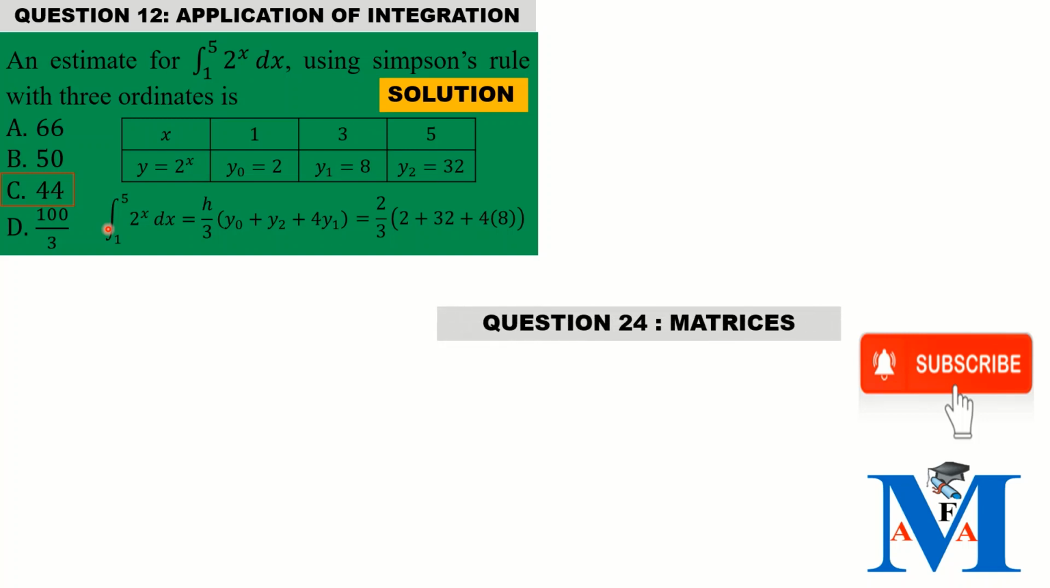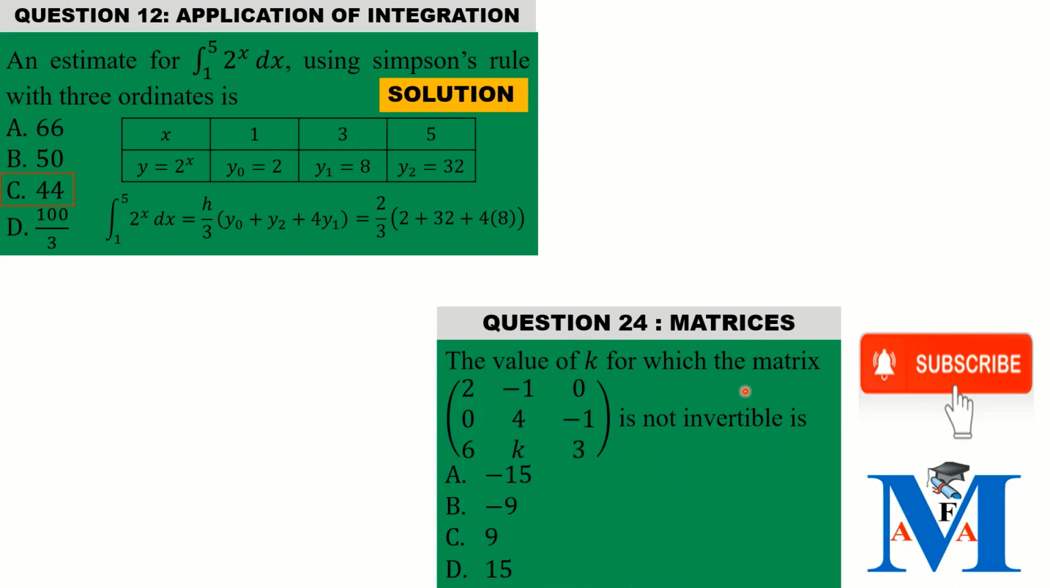Now question 24, which is the beginning of part 3 of the questions. It came from the topic matrices, and the question reads: the value of k for which the matrix is not invertible is. So a matrix is said to be invertible if the determinant of the matrix is different from 0. Invertible means it has an inverse. So if it is not invertible, it means that the determinant is equal to 0.